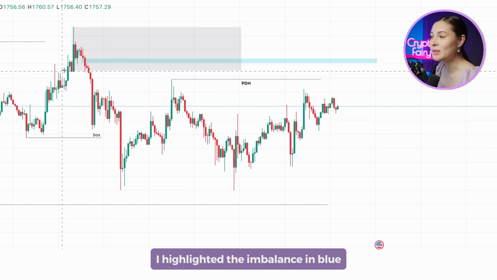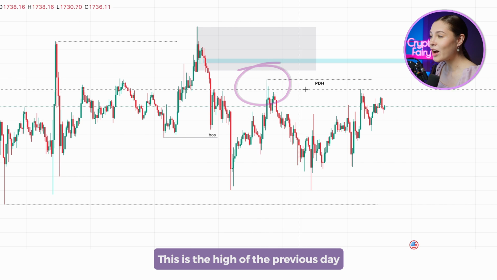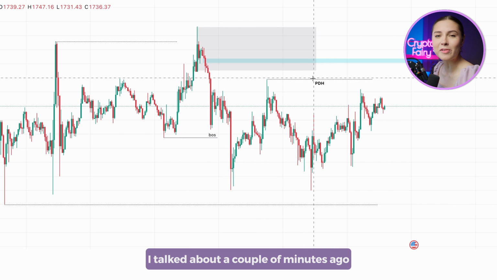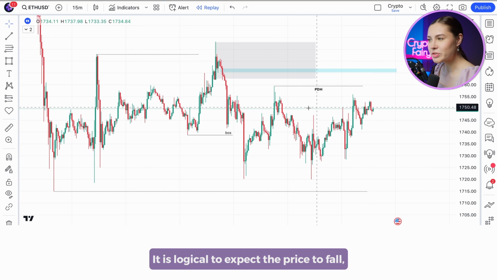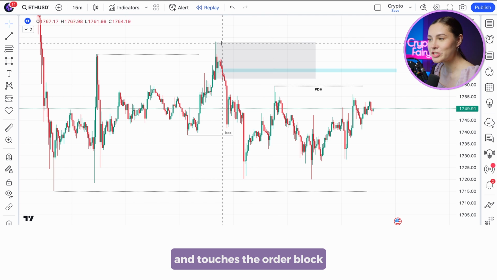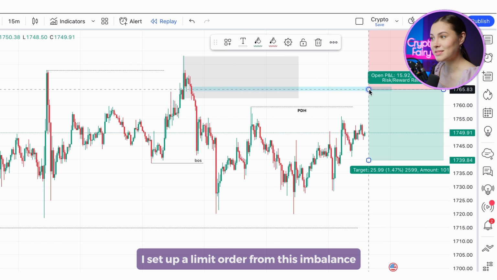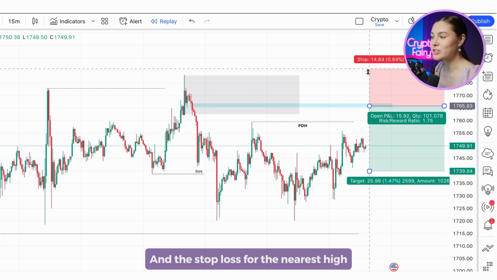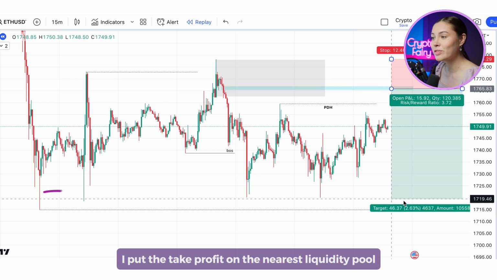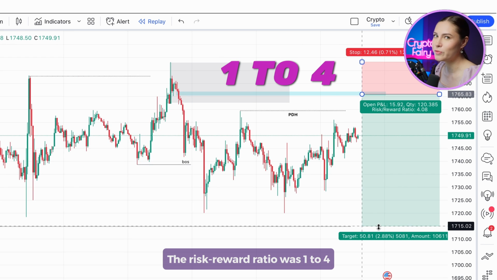I highlighted the imbalance in blue. Do you see this high? This is the high of the previous day I talked about a couple of minutes ago. It is logical to expect the price to fall, but only after it updates this high and touches the order block. I set up a limit order from this imbalance, and the stop loss at the nearest high. I put the take profit on the nearest liquidity pool. The risk-reward ratio was 1:4.